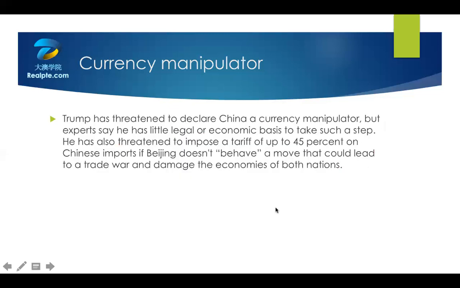好，我们来整个连起来读一下。Trump has threatened to declare China a currency manipulator. But experts say he has little legal or economic basis to take such a step. He has also threatened to impose a tariff of up to 45% on Chinese imports if Beijing doesn't behave a move. That could lead to a trade war and damage the economies of both nations.